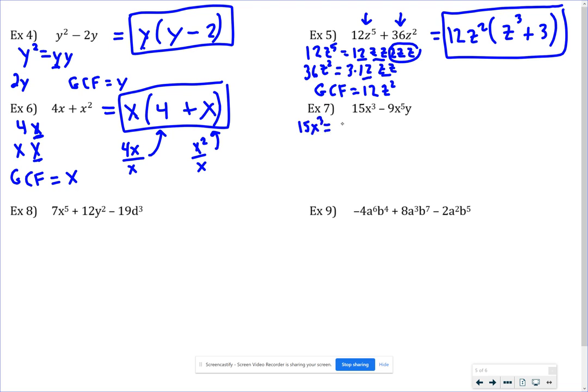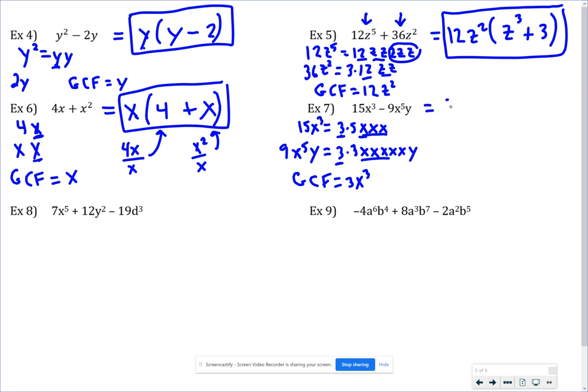15x to the third. I'm going to look at that 15 as being 3 times 5. We've got 3 x's. And now I'm going to look at the second term in that polynomial. The second term has a y in it. The first one didn't. 9 is 3 times 3. And then we have how many x's? 1, 2, 3, 4, 5, and then a y. What do they have in common? They have a 3, and they have 3 x's. Each of them has 3 factors of x. So our GCF is going to be 3x to the third.